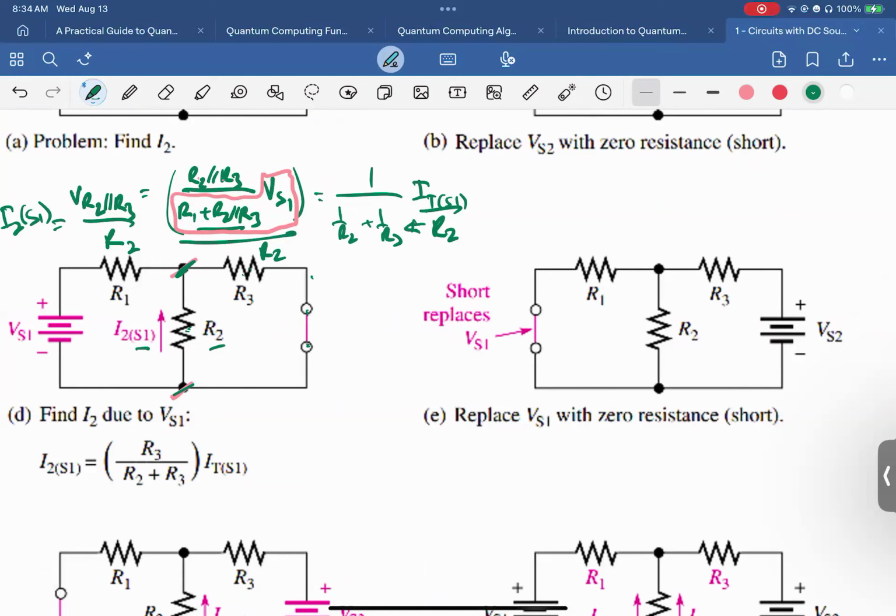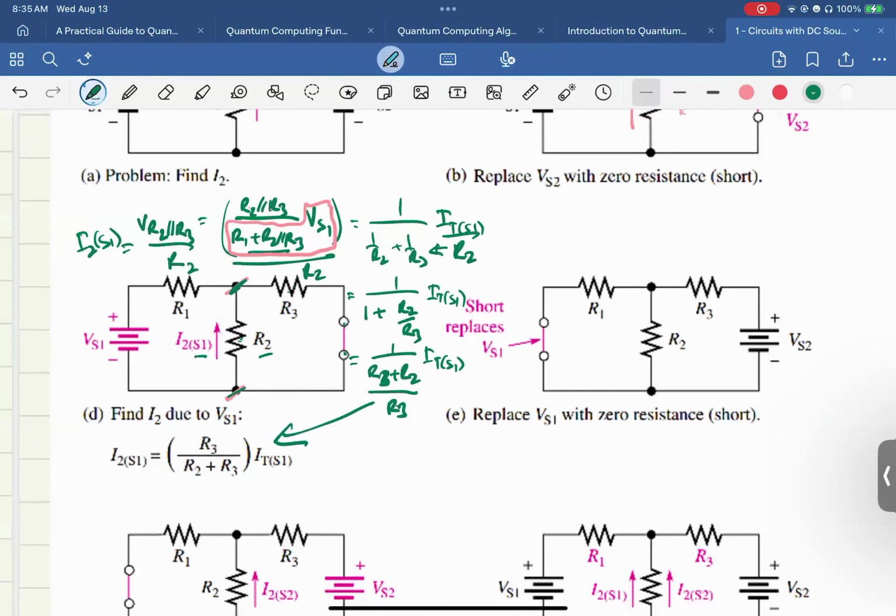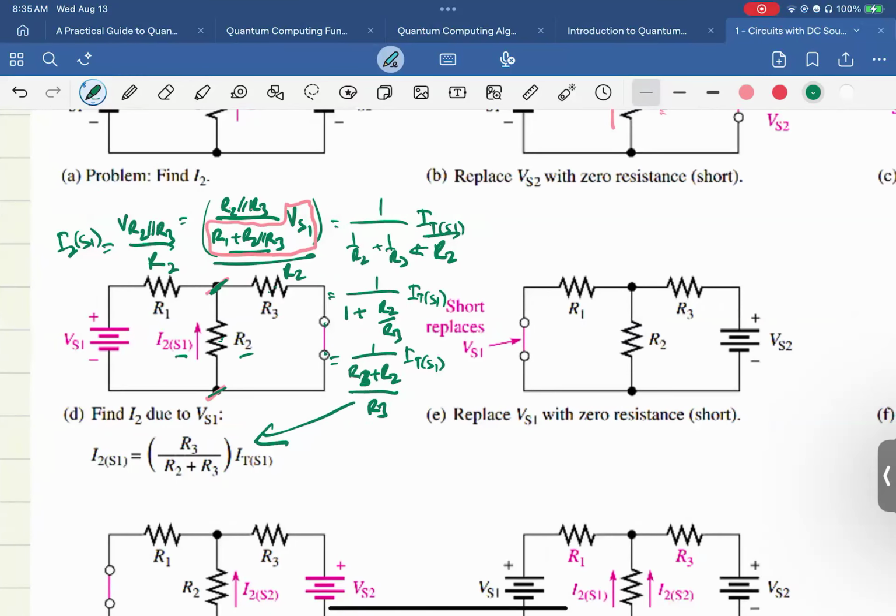So, we have 1 over 1 plus R2 over R3 times IT S1. Okay? Or 1 over R3 plus R2 over R3 times IT S1. And if you take the reciprocal of this, then you end up with that. Okay? So yan yung current through R2 pag sinort natin yung source 2.